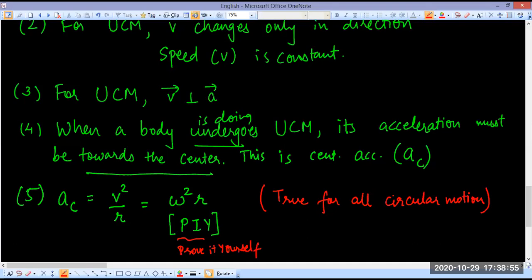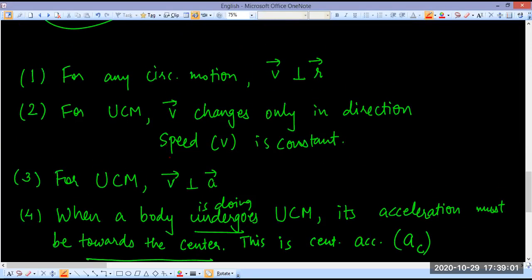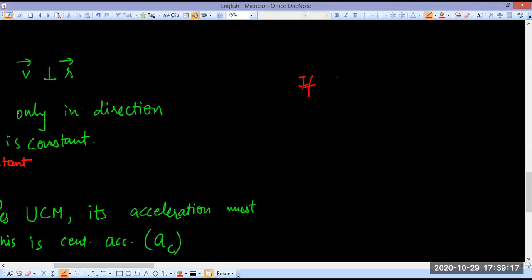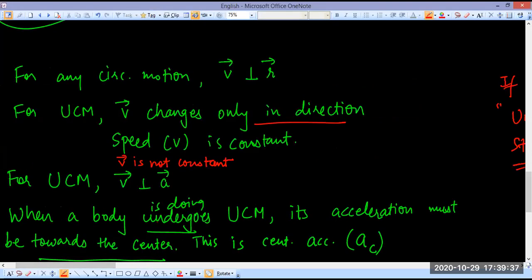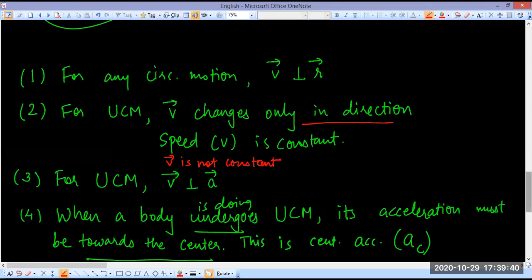Now if velocity is constant, it moves in a straight line. People, a word of warning. Here V is not constant. Write this down. If velocity is constant, then it is called uniform motion. And in that case, the object moves in a straight line. Yes, here in uniform circular motion, direction is changing. That's why velocity is not constant. Okay.